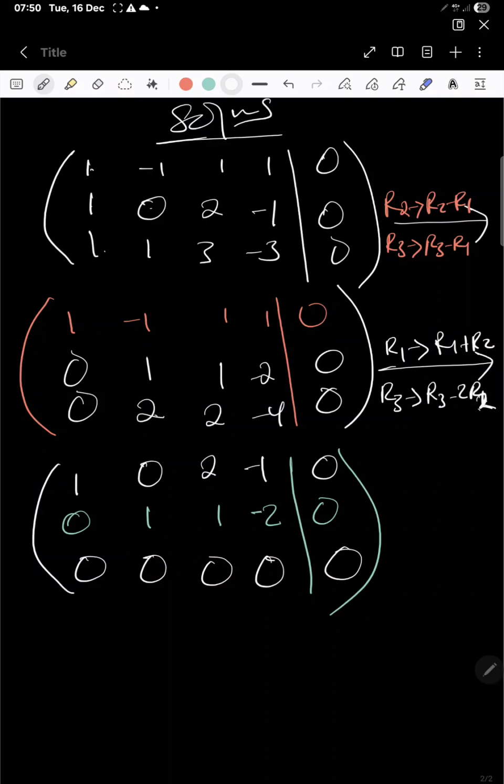So you've seen that the last row of this matrix is giving us a row of zeros, and this matrix has already been reduced to echelon form, which is also called the Gauss-Jordan.